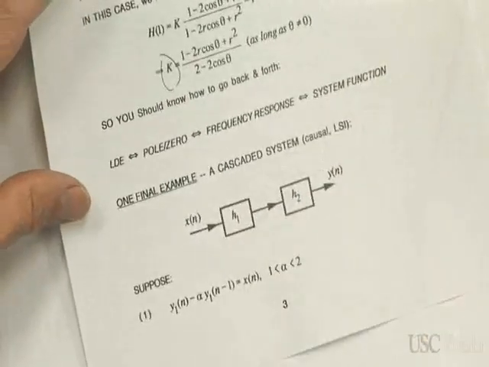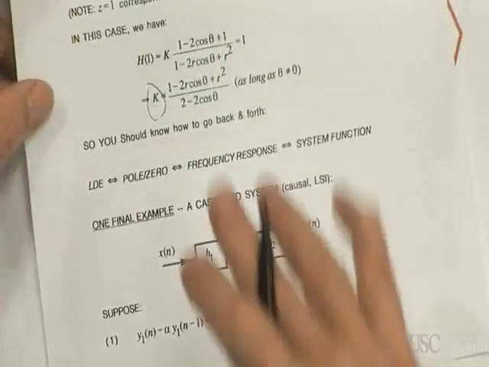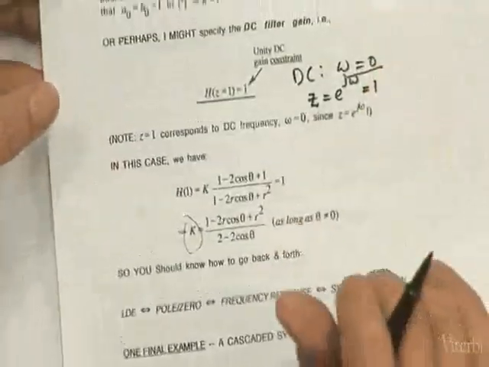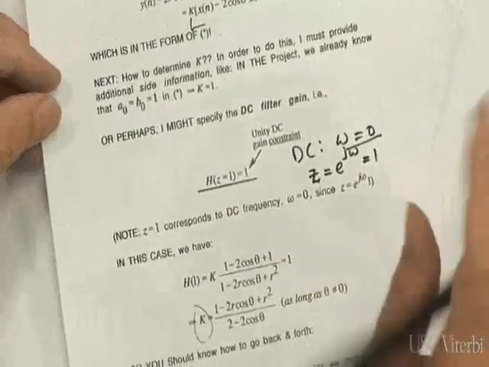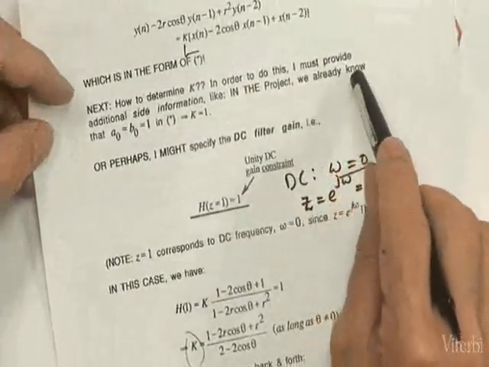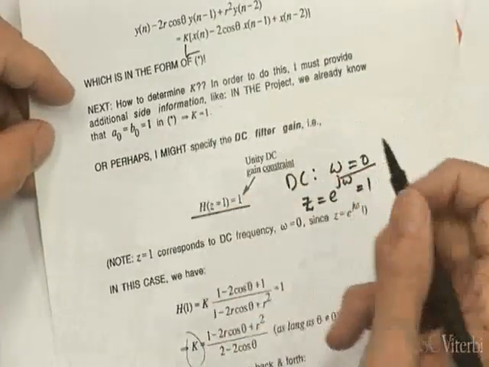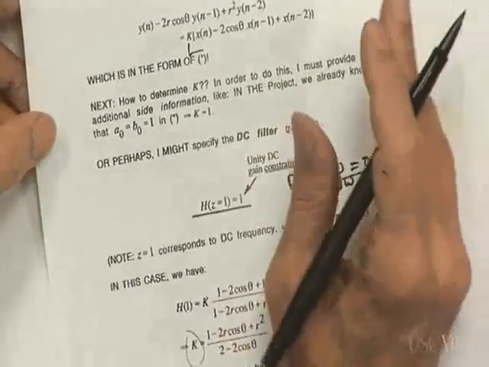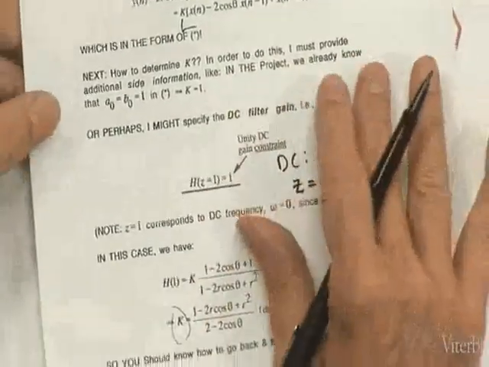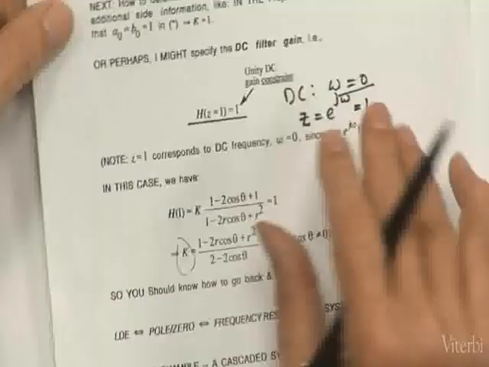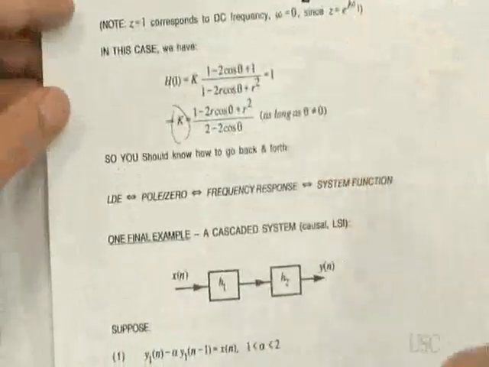And I think in the project, actually, I told you that, oh, here we go. Like in this first project, we already know that A naught over B naught is equal to 1. I think I told you that, in which case K would have to be equal to 1. But the point is you need side information if you're going to carry that K around.